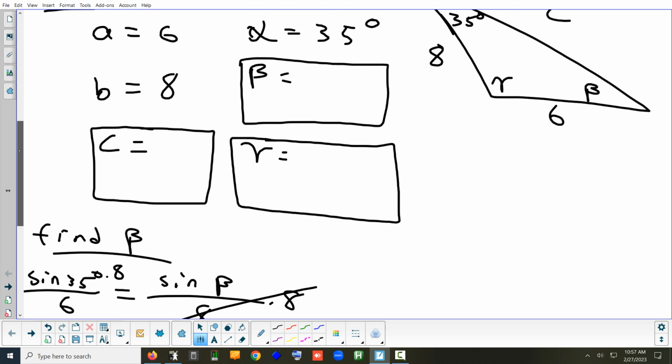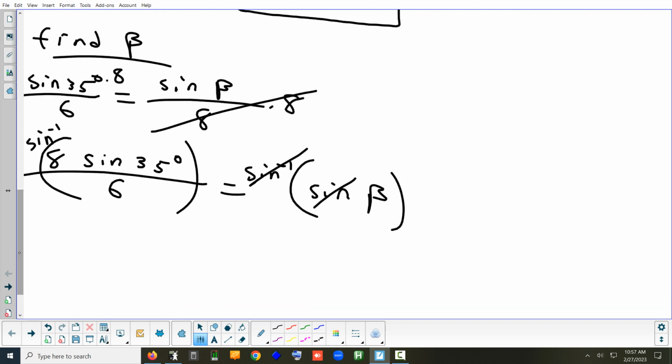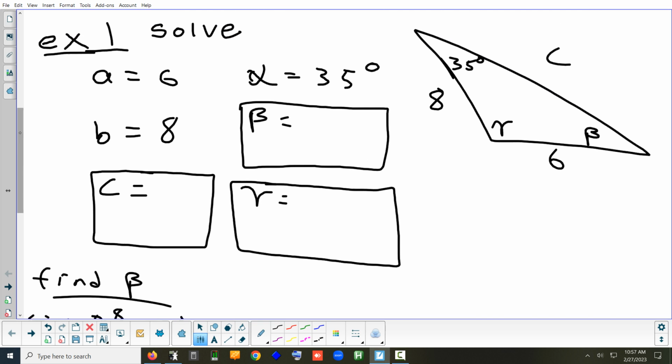49.886. Hey, why are you taking the inverse sine of that? Because I have to cancel out sine. So we got 49.886. I want to put that up higher in the box, because if there's a second answer, I'll change this to beta 1 and I'll call the second answer beta 2.